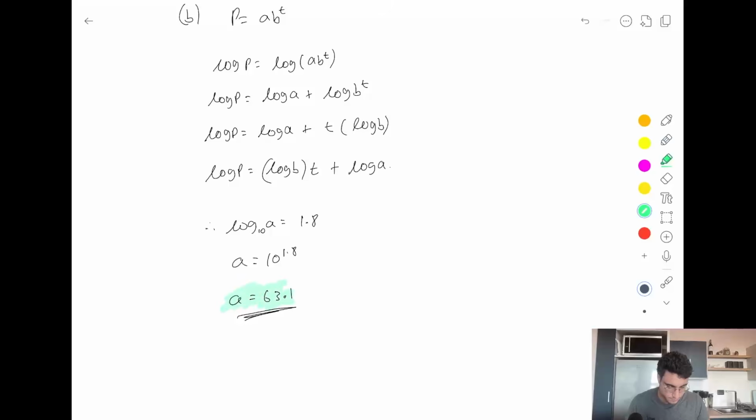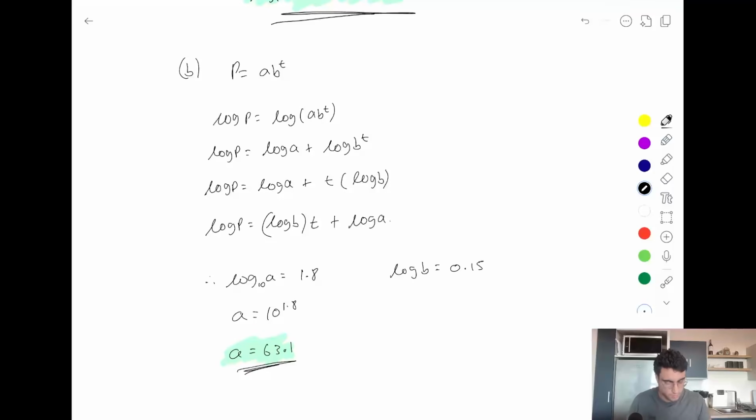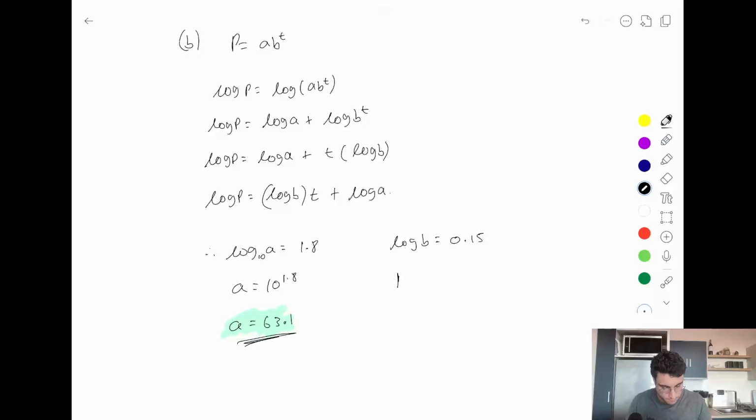Meanwhile, on the other hand, log B is going to equal 0.15, which means that if I'm writing this more thoroughly, log 10 B, what power must 10 be raised to get to B? Well, we know that power is 0.15, so therefore B is equal to 10 to the power of 0.15, which means B is going to give us 1.41. Okay, that's going to be a final answer for that.